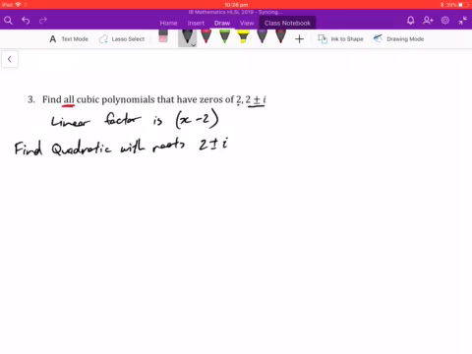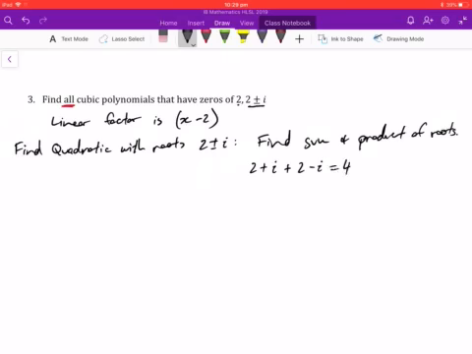Now if we find the sum and product of these roots, of these zeros, so we're going to do 2 plus i plus 2 minus i, of course, is equal to 4. That's the sum. And 2 plus i times 2 minus i is going to be equal to 5. 2 times 2, it's the difference of two squares, so it'll be 4 plus 1, which is 5.